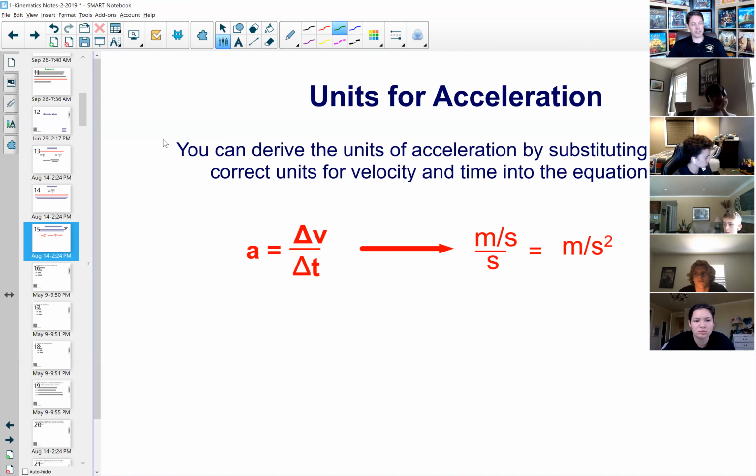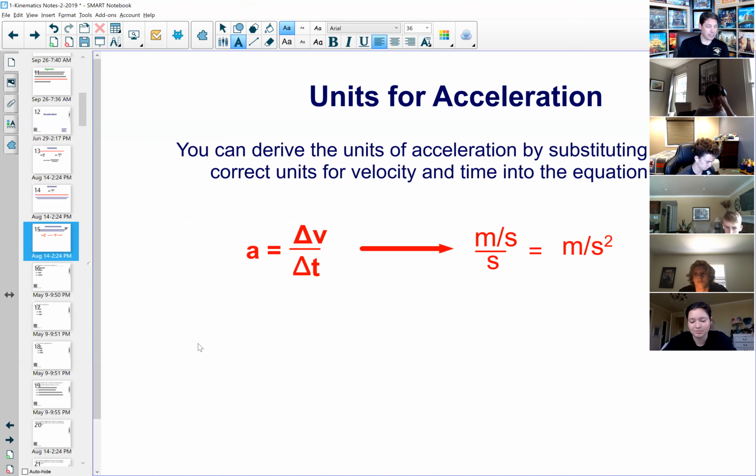The units for acceleration should be pretty easy to understand. If we know the units for velocity are meters per second, and we know the units for time are seconds, then the units for acceleration should be meters per second per second, or meters per second squared. And I'll just type something in here for you.